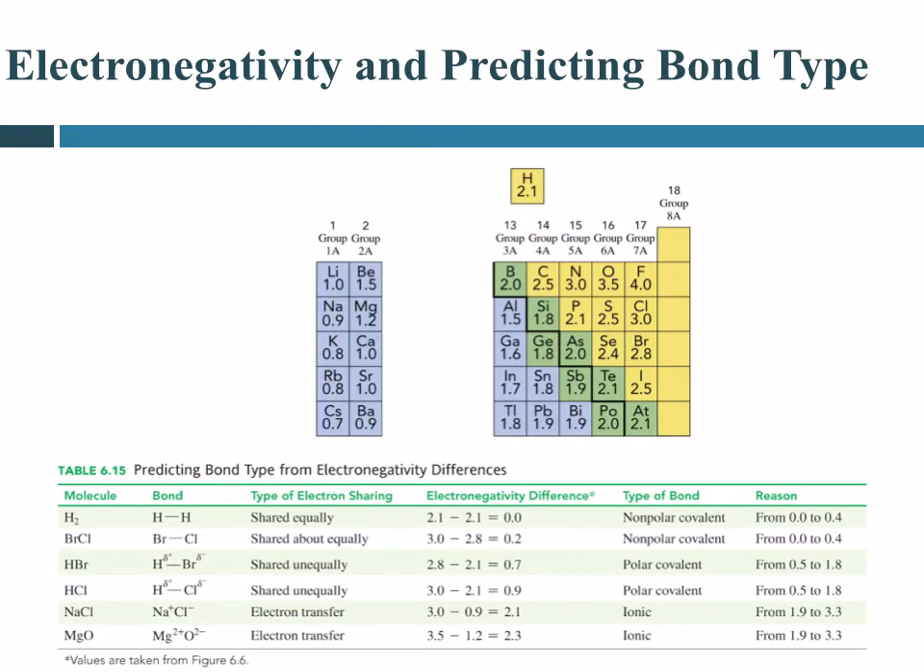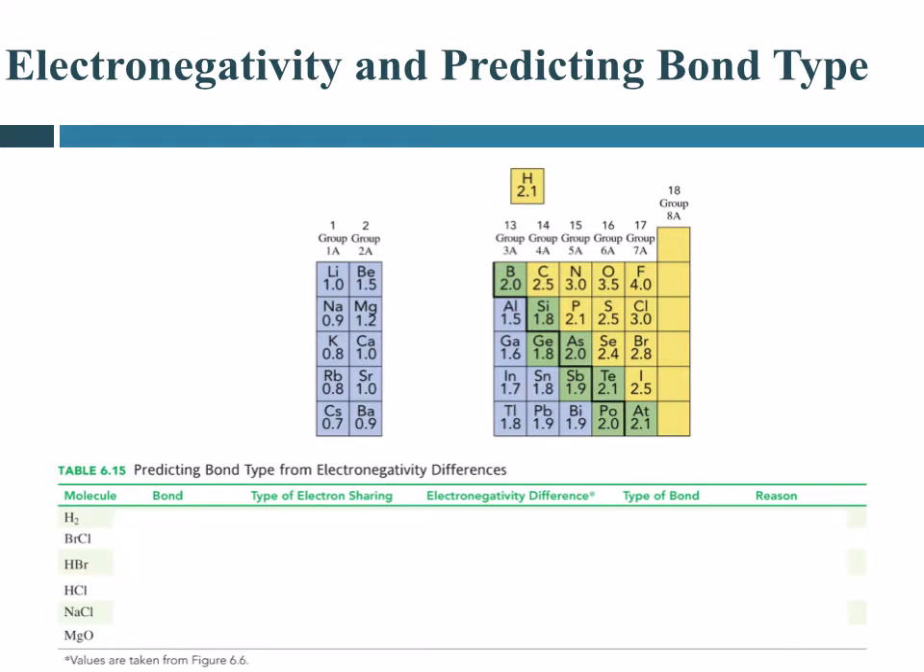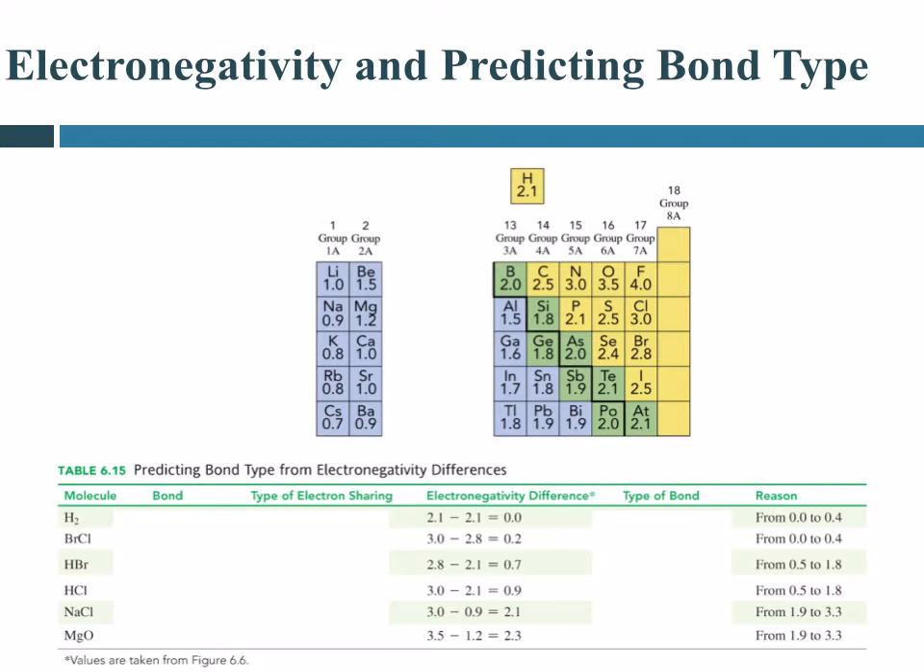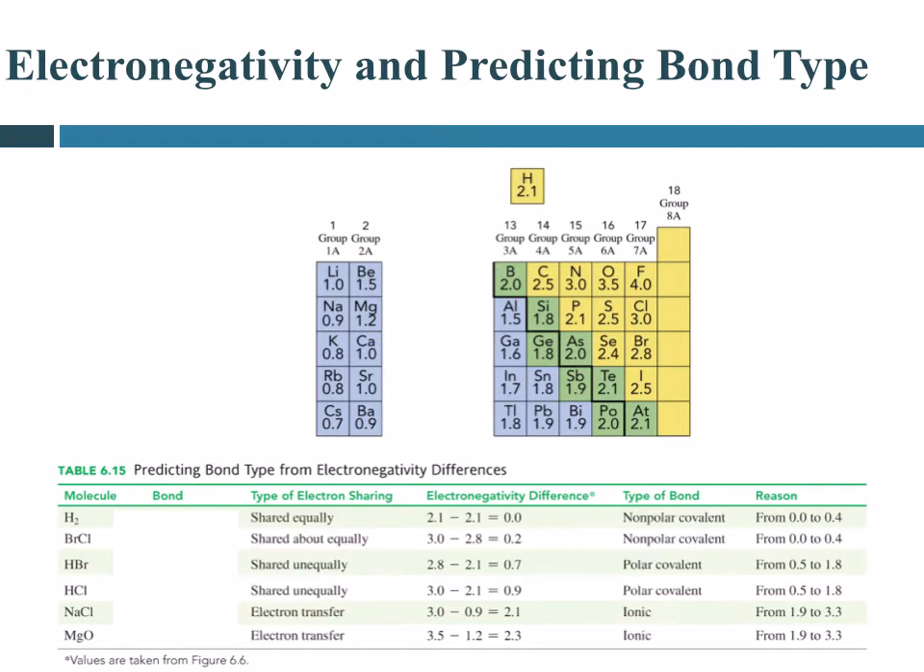Here are some examples of compounds for you to practice predicting bond type using electronegativity differences. You can block this as you practice. First, determine the electronegativity difference. You can use the difference to predict the type of bond and the type of electron sharing. Lastly, you can figure out the bond dipoles.